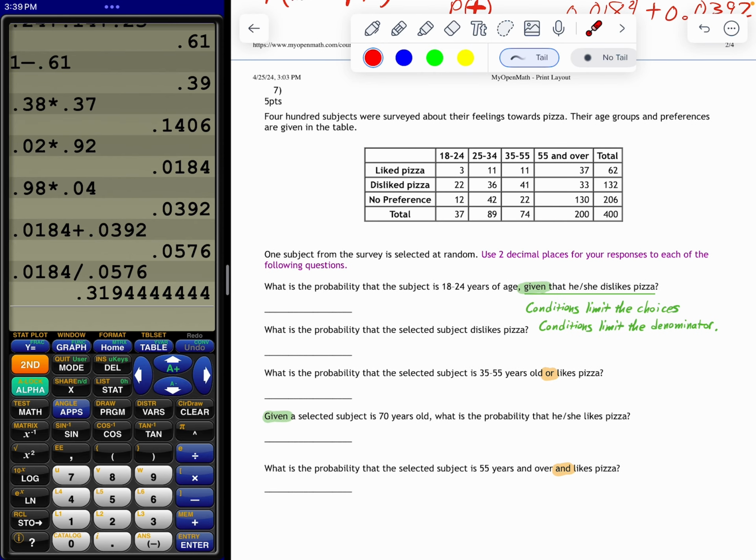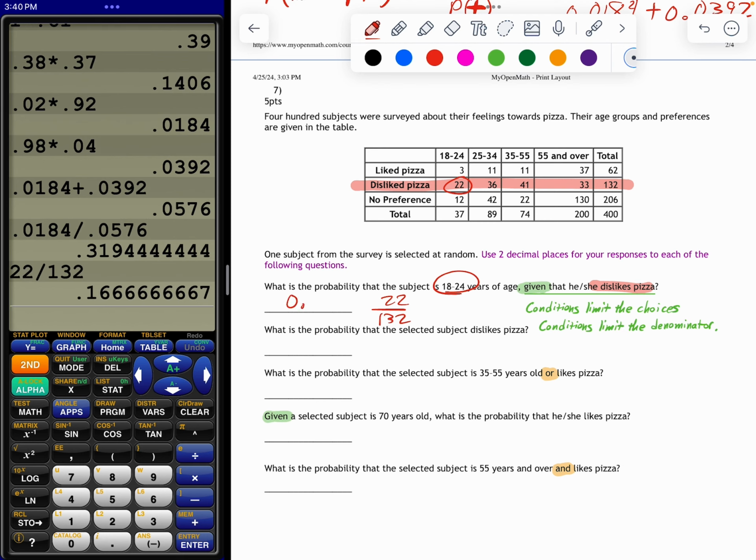What's the probability the subject is in this age group, given that they dislike pizza? The condition limits your choices. The condition limits your denominator. So it's limiting me to people that dislike pizza. So I'm going to be limited to this row. So my new denominator is 132. Of that row, I have to pick from that row. I have to pick people that are 18 to 24 years old, which is 22. And then, of course, get your decimal. Okay, so 0.17.